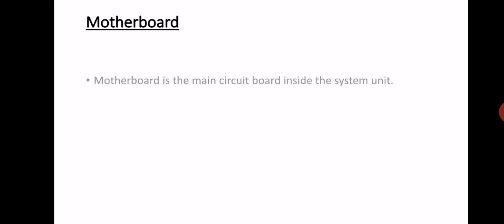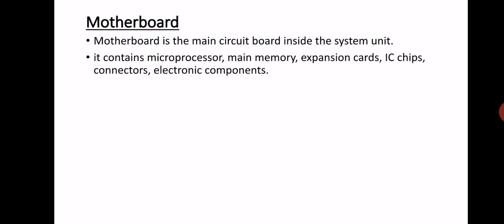Motherboard. Motherboard is the main circuit board inside the system unit. It contains microprocessor, main memory, expansion card, IC chips. IC stands for integrated circuits, connectors and electronic components.